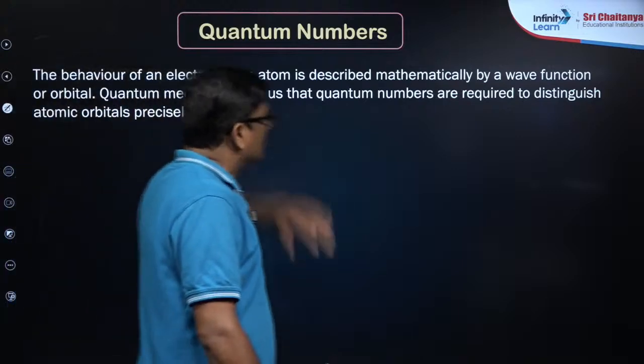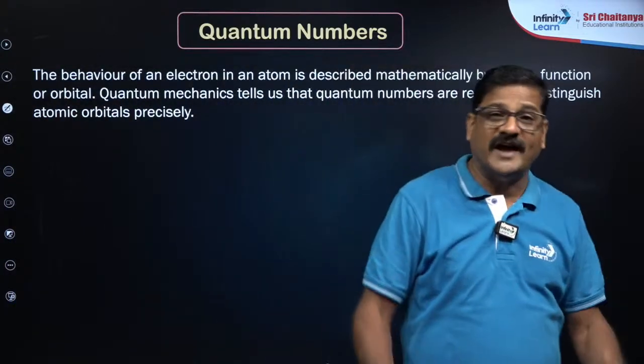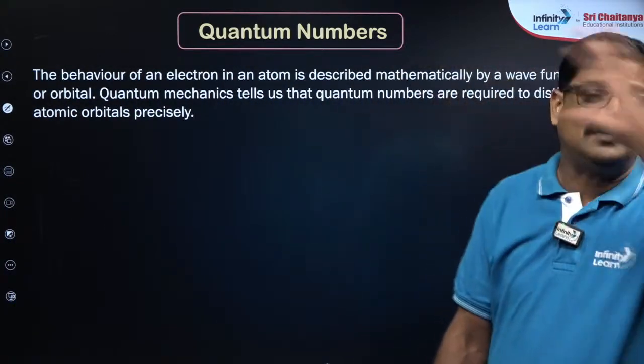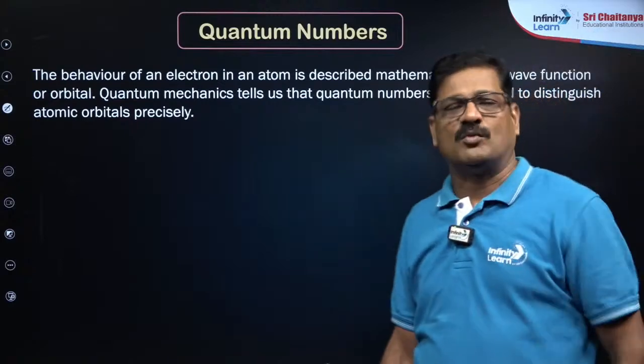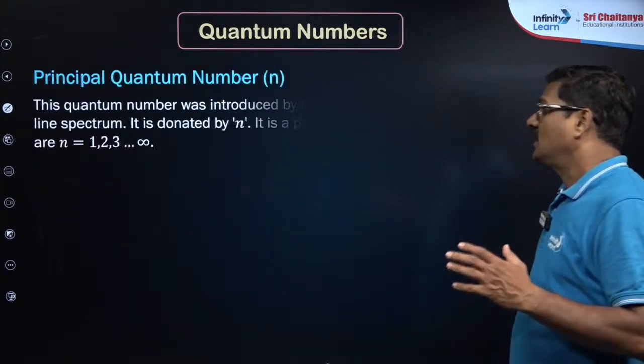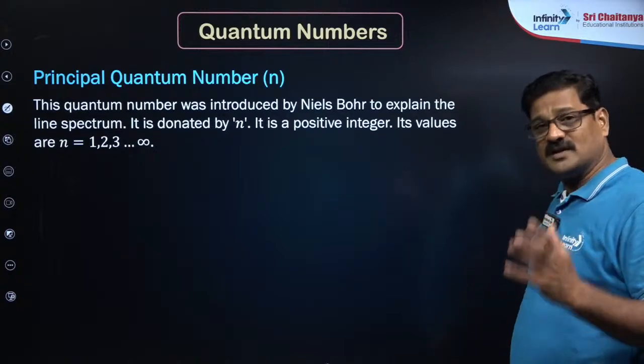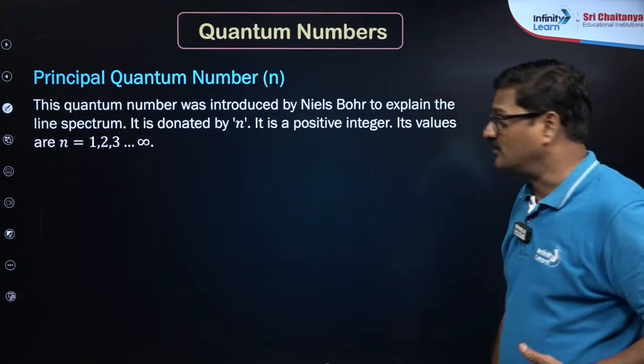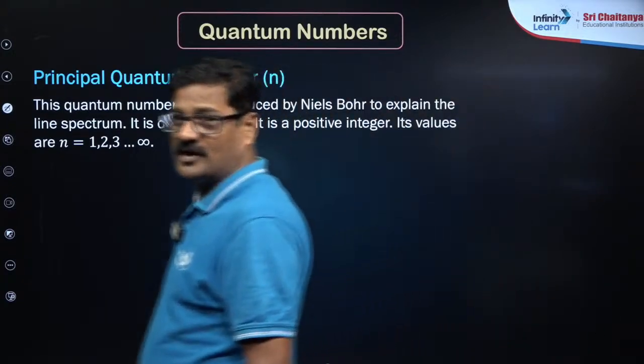The behavior of the electron in an atom is described mathematically by a wave function or orbital that is given by quantum numbers. To know the identity of an electron in an atom, a set of 4 quantum numbers is required. They are the principal quantum number, azimuthal quantum number, magnetic quantum number and spin quantum number. First let us see the principal quantum number.